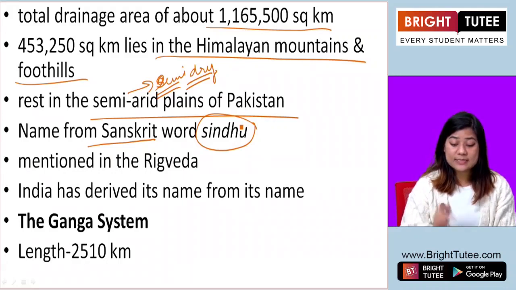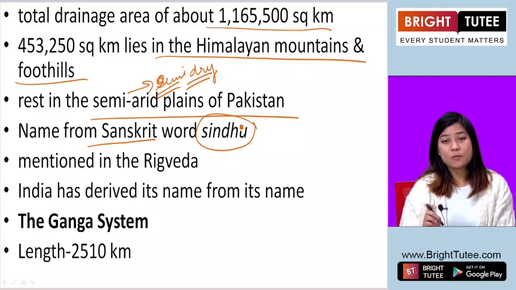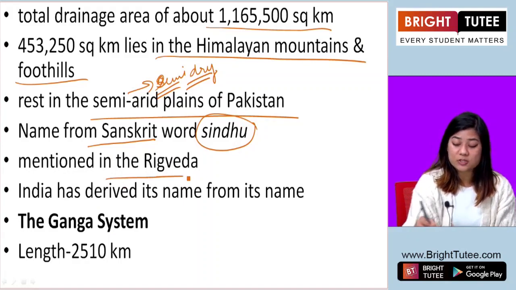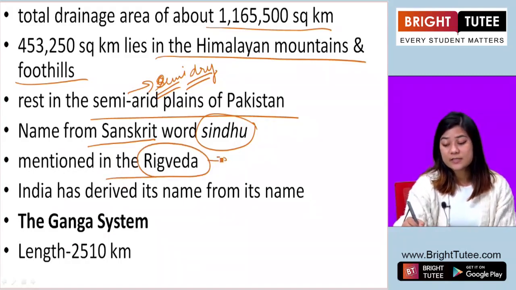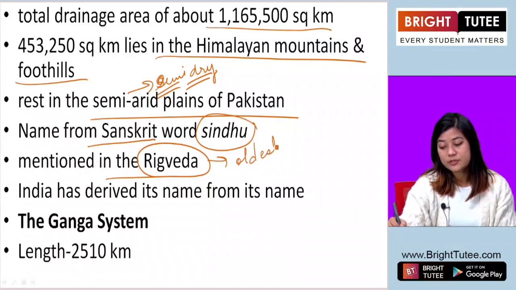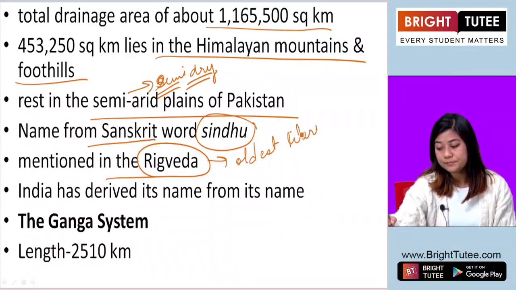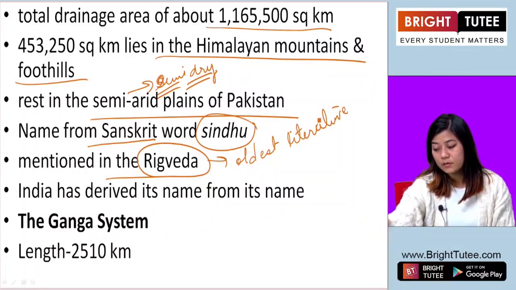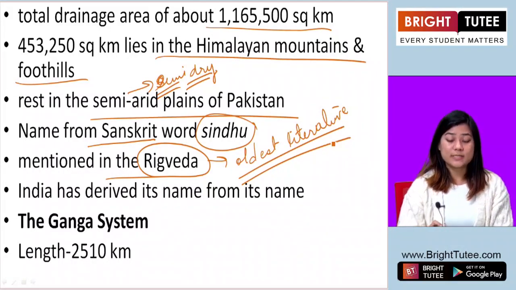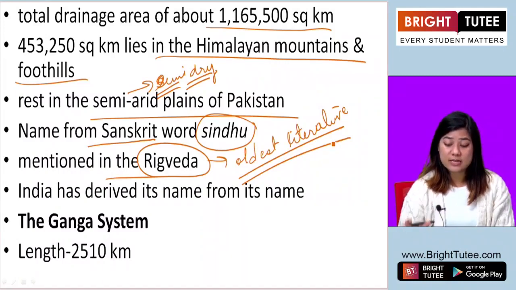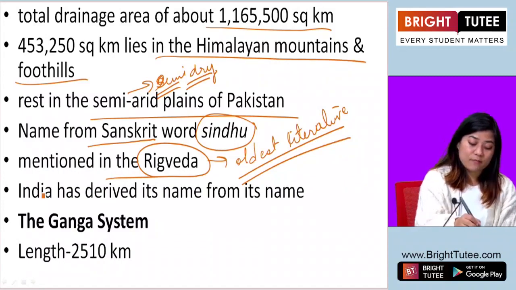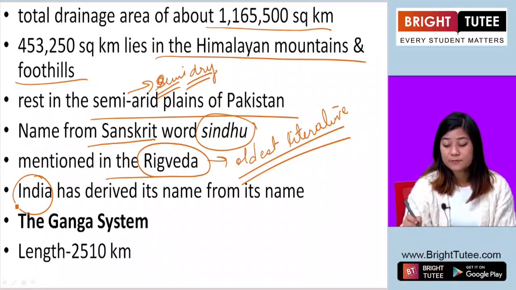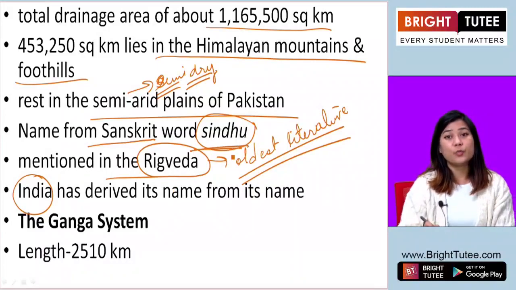Now the word Indus comes from the Sanskrit word Sindhu. This name, Indus or Sindhu, is also mentioned in the Rig Veda. The Rig Veda is the oldest literature. So the mention of this river is also found in the Rig Veda. And the name of our country, India, is actually derived from the name of this river, which is Sindhu or Indus. So that was the Indus river system.